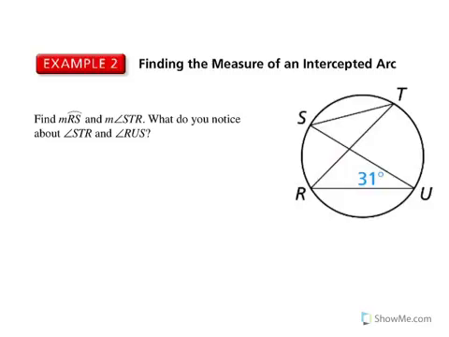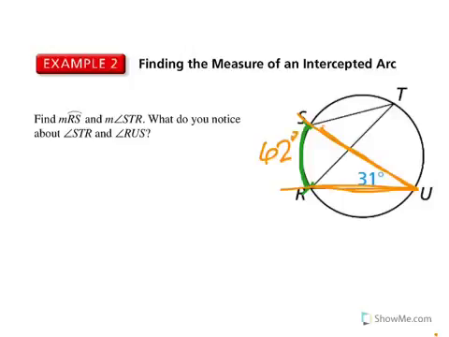Okay, finding the measure of an intercepted arc. They ask us to find the measure of arc RS. If we come over here and look, RS is this arc from there to there. So let's go look and see what they gave us. They gave us that angle SUR, from S to U to R, that angle right there is 31 degrees. It is the intercepted angle, sorry. It actually goes with that arc. So if that angle is 31 degrees, we always multiply the angle times 2 to get to the arc. So 31 times 2 would make that arc 62 degrees.